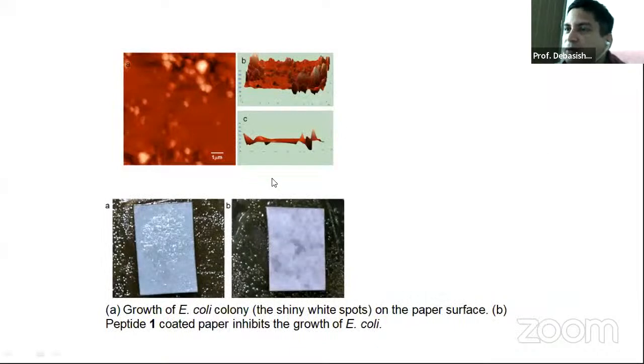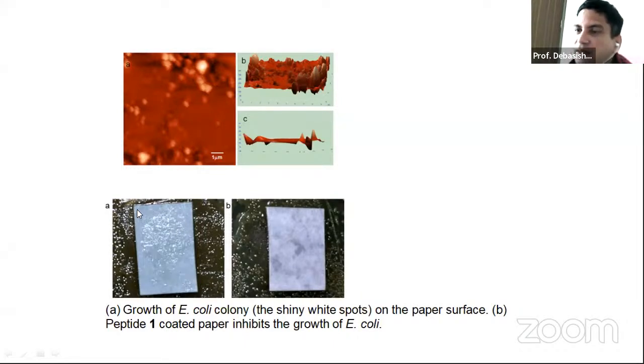And then we have studied with atomic force microscopy how the microspheres cover the paper surface. Okay, so then we have used this kind of hybrid compound coated paper for antibacterial paper. So we use E. coli, to see whether the E. coli can form a colony over the paper.